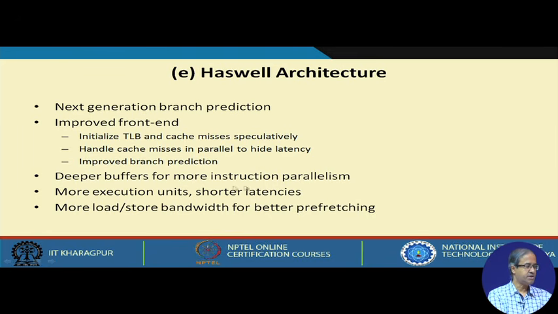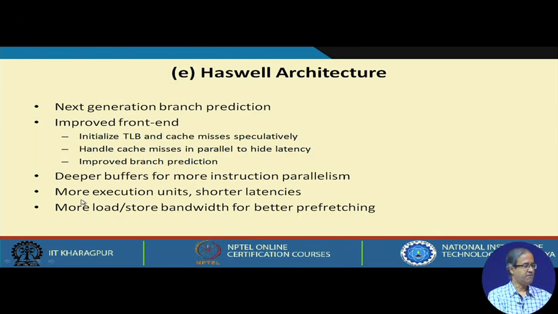For the load store unit, there were much deeper buffers. You could fetch a larger number of instructions, keep them in a buffer, and from the buffer you can issue them to the pipeline as and when required. Suppose you have 16 instructions in a buffer, you can decide out of those 16 which one instruction to execute next. So, you can have out of order execution also. Here you have a larger number of execution units, it is actually highly superscalar. The execution units are made more efficient, latencies are shorter, and again to support this increased speed, the load store bandwidth is also increased.